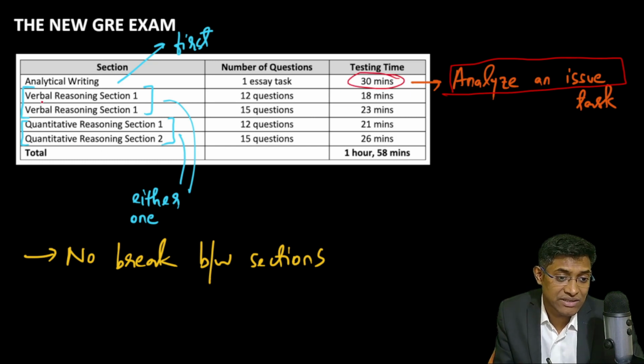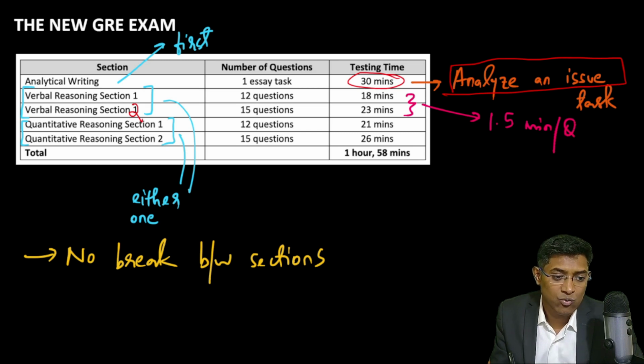Now, when it comes to the first verbal reasoning section, you will have 12 questions, and for that you will be given 18 minutes. And in the second verbal reasoning section, over here number 2, you will be given 15 questions and 23 minutes to answer those 15 questions. Now notice that for these two sections, the average time that you have per question is about 1.5 minutes per question.